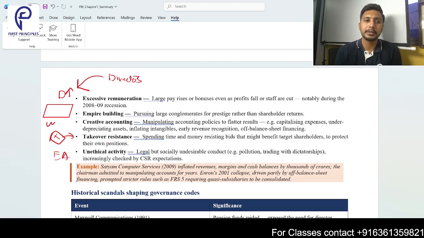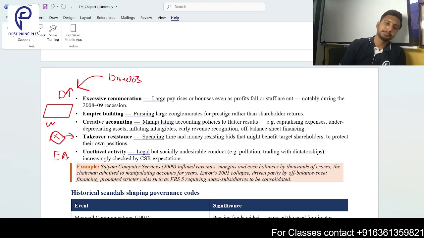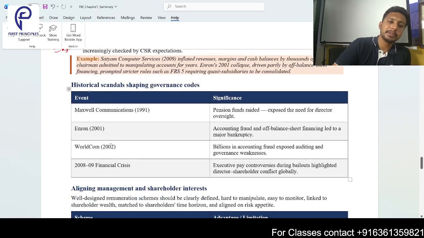Okay, what did the directors do? The director started doing all of these activities, and then the problem started to happen. Because the director is doing all these activities, that is when the problem started to happen. And hence we needed corporate governance.